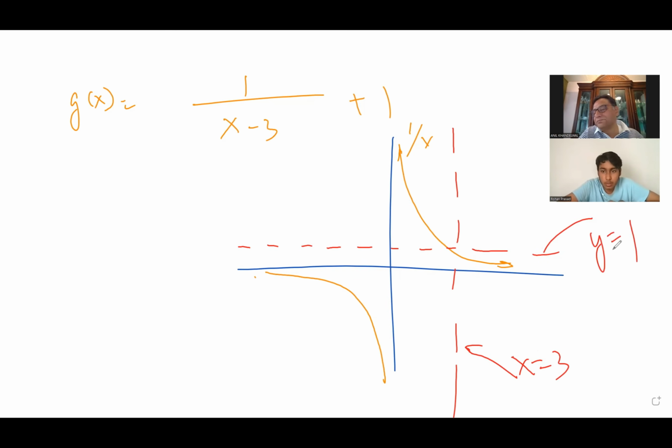Is that clear to you? Yes, sir. So the new function will look like this. Is that the idea? Okay, sir. So wherever the horizontal asymptote and the vertical asymptote are, you get the two lines from that equation, right, sir?